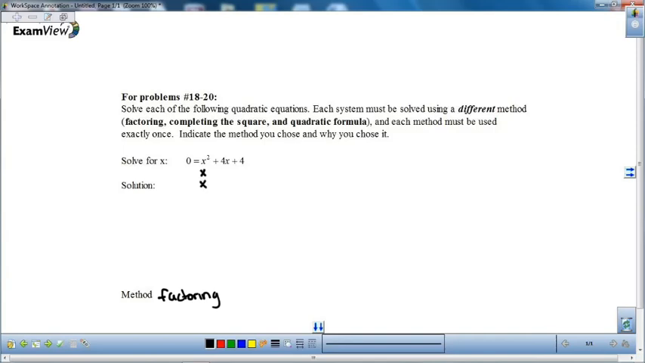So two numbers multiplied together gives you x squared. Two numbers multiplied together that gives you 4. So if you cross multiply, notice that they do give you 4x. So my answer is going to be x plus 2. So they're both going to be the same answer. So it'll be x equals -2.